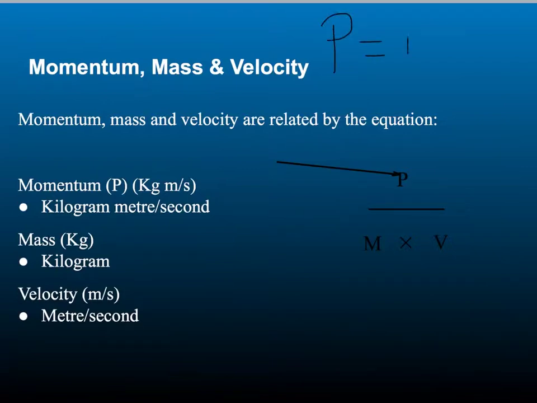If we want to calculate momentum, we need to use this equation. Momentum equals mass times velocity, using the symbol P for momentum. The units for momentum are kilogram metres per second, and then we have mass, whose symbol is m, its units are kilograms, and then we have v for velocity, whose units are metres per second.